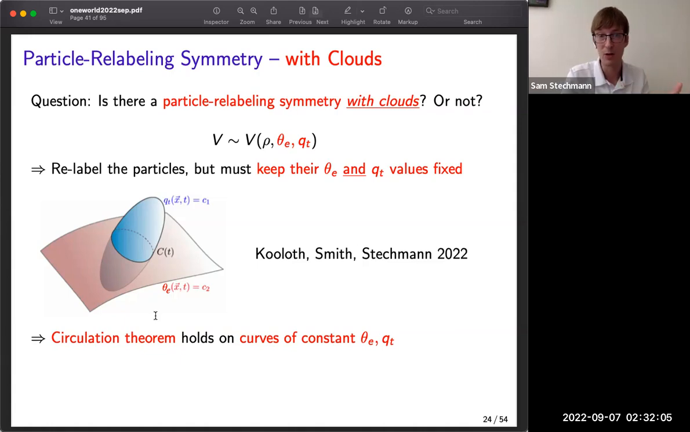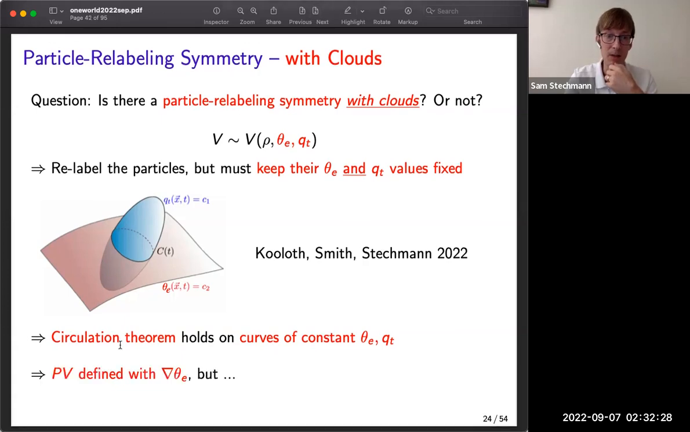It's a little more restrictive now. You can't draw any curve you want on the surface of constant theta E. You can only consider curves of constant QT on the surface of constant theta E. And so those are the curves for which the circulation theorem holds. And then you want to take the next step and say, okay, what does this mean for PV?